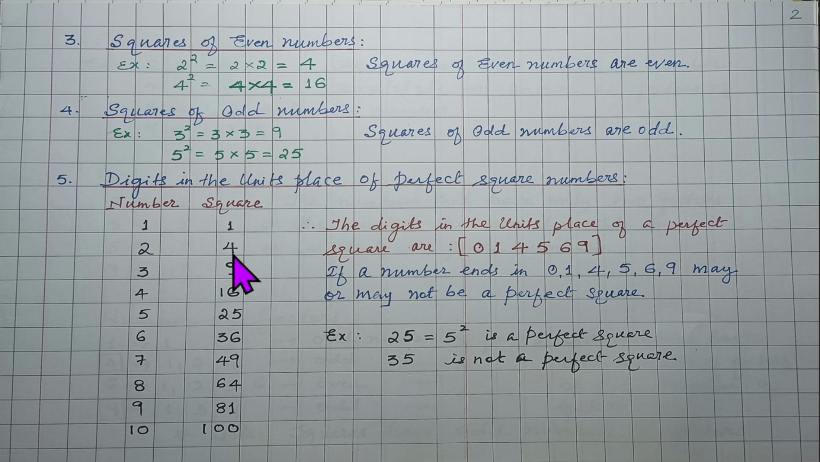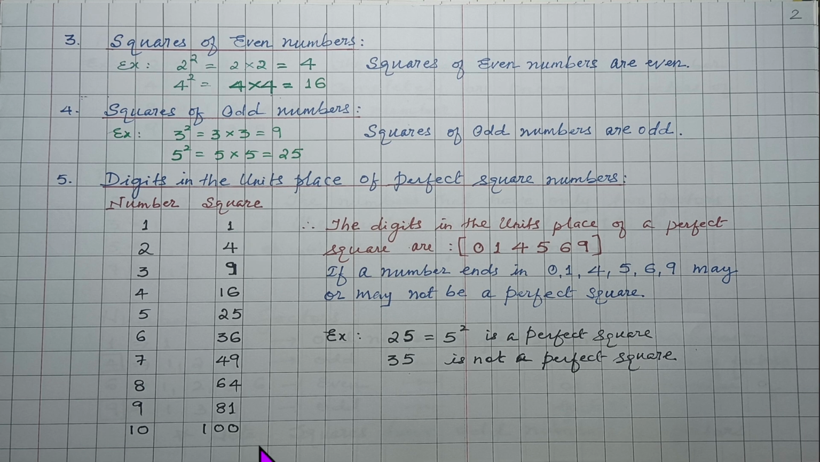The digits in the units place are 1, 4, 9, 6, 5, 6, 9, 4, 1, 0, and if I list them, there is 0 in the units place, 1, 4, 5, 6, and 9. Therefore, the digits in the units place of a perfect square number are 0, 1, 4, 5, 6, 9. Remember that.